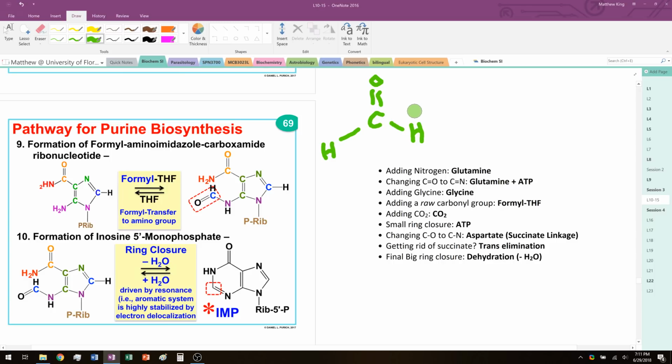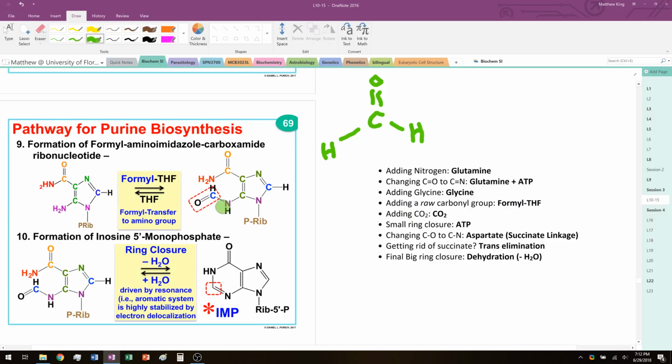Formaldehyde, once again, is the most basic form of a carbonyl group. If you want a raw carbonyl, you utilize formaldehyde. And in this case, it's formyl THF, formyl tetrahydrofolate, I believe. But once again, you don't really need to know what that THF is. So now that we've revisited that, we're just going to add formyl THF. And what this does is it's going to add the carbonyl onto this bottom, the purple nitrogen.